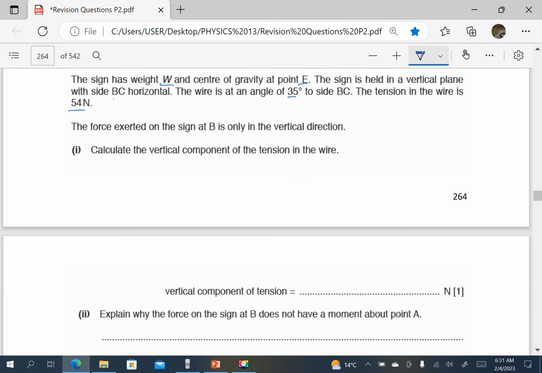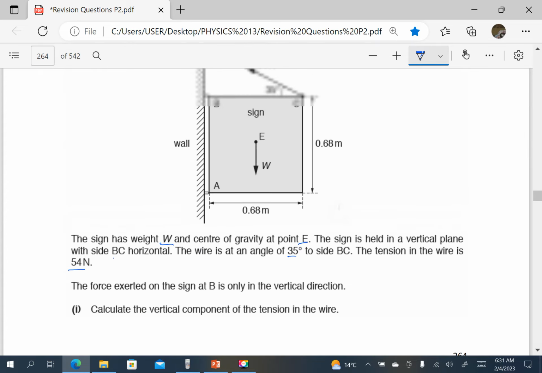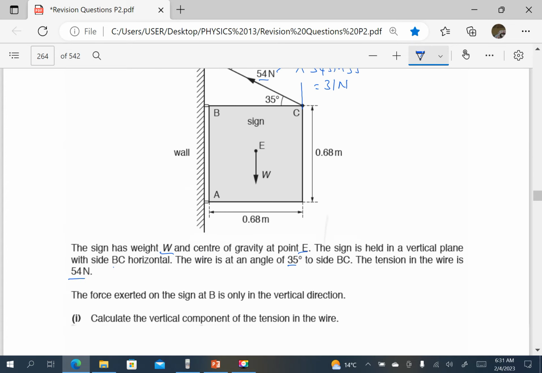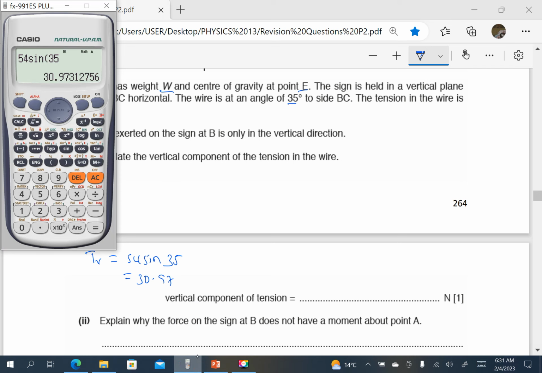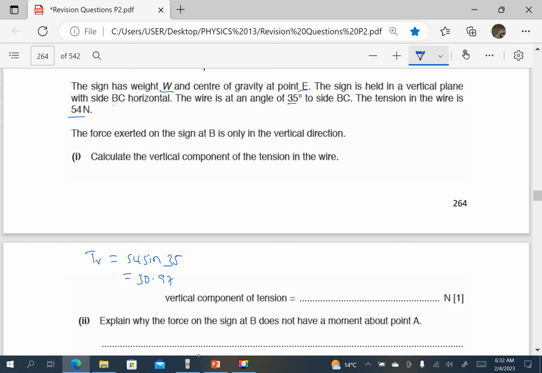To calculate the vertical component of the tension, I will just call the tension in the vertical 54 sine of 35. Is it sine 35? Yes. 54 sine 35, which is equal to 30.97, which is approximately 31.